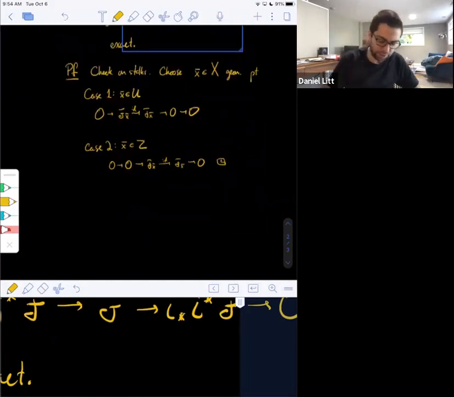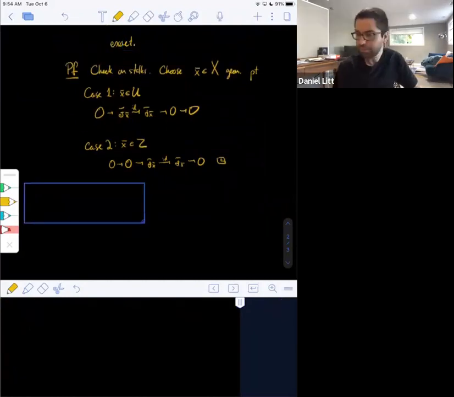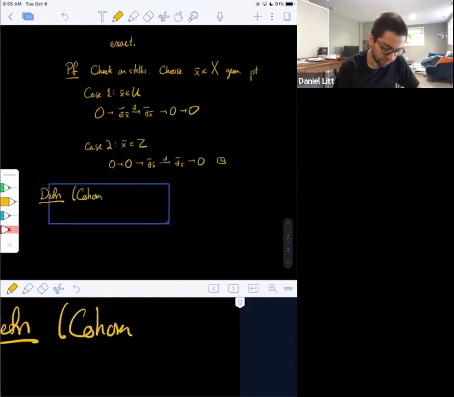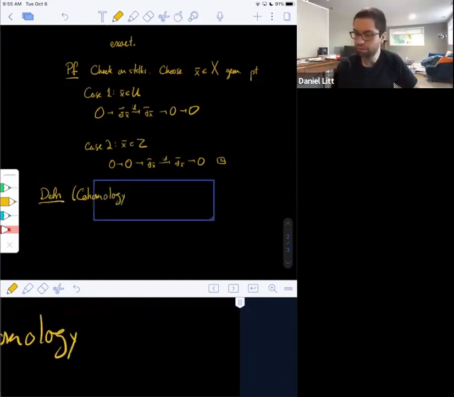Okay, so we can now give a definition of cohomology with compact support using this. So this is the definition of cohomology with compact support.